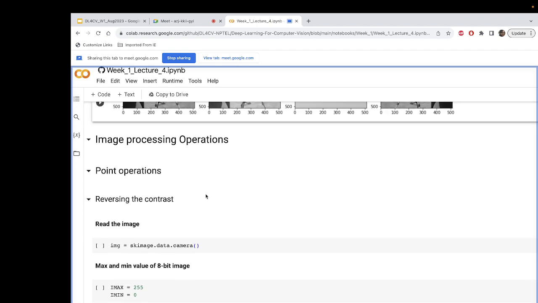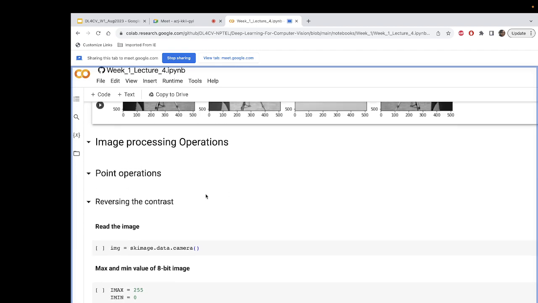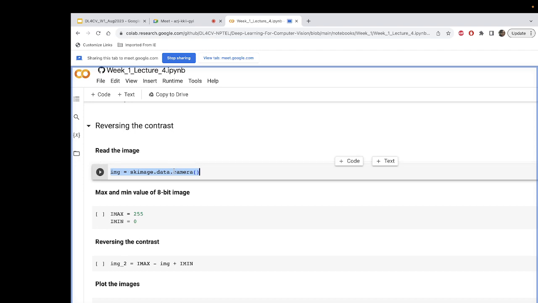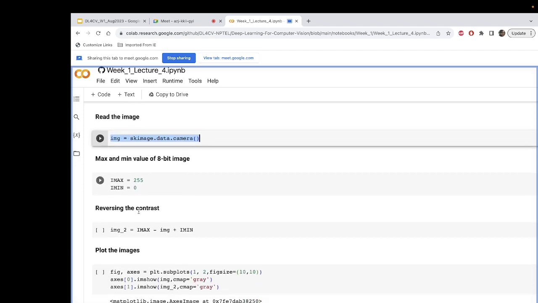Okay, so next we'll move on to something called point operations. Point operations means that you want to operate at every individual location in the image matrix. So for any ij point in the image matrix, you want to do some manipulations, right? Now again we load a fresh image here using data.camera.